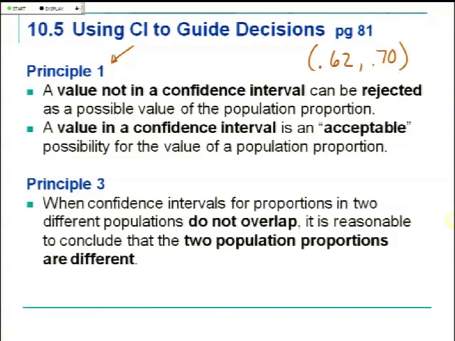And then the third principle has to do with when you have two intervals for two different population proportions. Suppose you were going to break up the Canadian college students into male versus female students to see if they have the same preferences in terms of Coke over Pepsi. Look at the interval for males, look at the interval for females. And if they overlap in any way, then there are values that are in common that they could both have as that population proportion. So you'd have to say there's no significant difference.